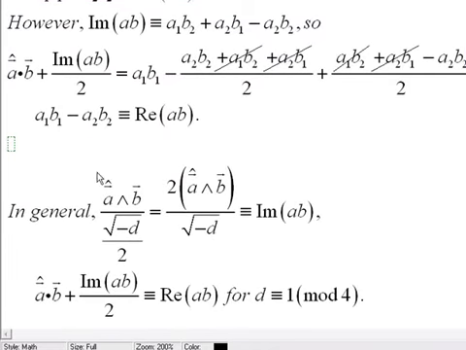So in general, you calculate the imaginary portion, which is the wedge product divided by the square root of -d/2, and then you calculate the real portion by taking the inner product and adding the imaginary portion of the product divided by 2, and that gives you the real component of the product of two elements of the field or ring.